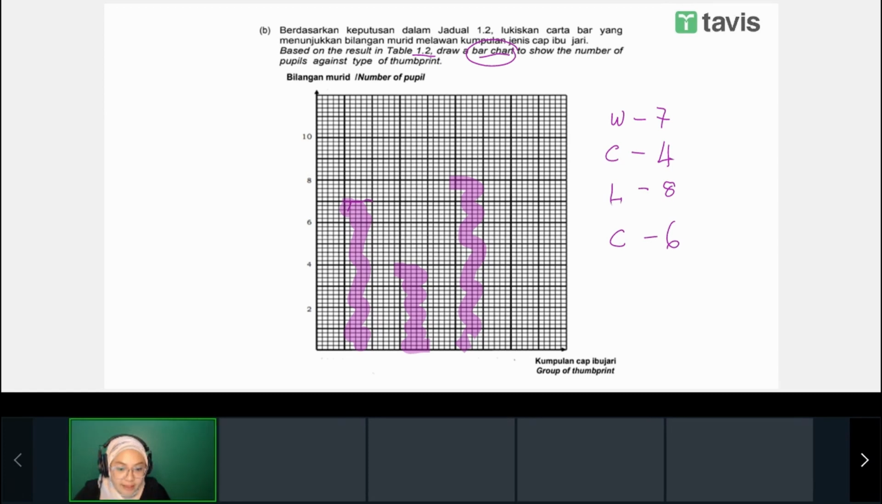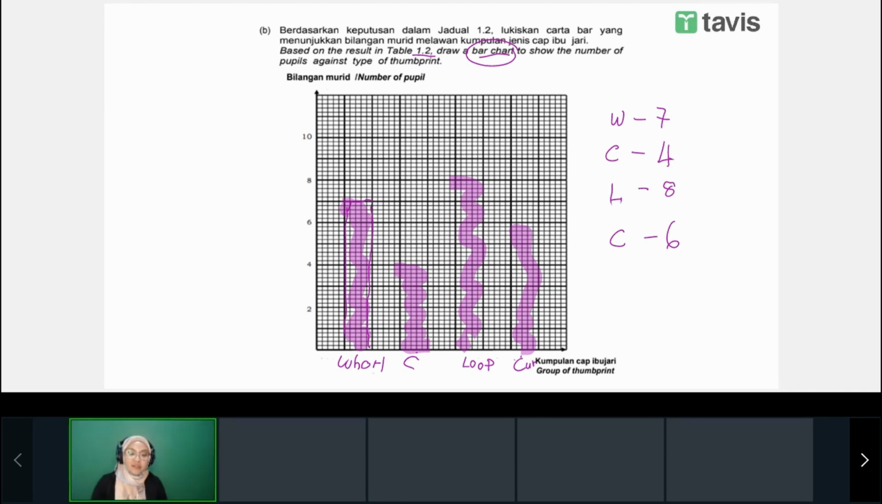So 6. You made a very nice bar chart. Line up each of the bars, and then don't forget to write the characteristic: hole, this one is the composite, the third one stands for loop, and the fourth one is a curve.